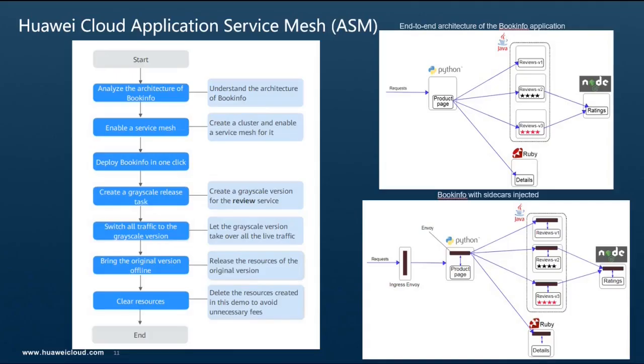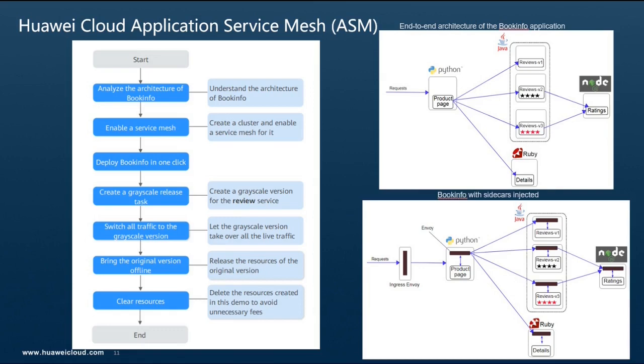Now, let's move to the second scenario to give you a real-world experience on Huawei Cloud Application Service Mesh. Application Service Mesh (ASM) is a service mesh platform developed by Huawei Cloud based on Istio. It seamlessly interconnects with Huawei Cloud Cloud Container Engine (CCE) and Enterprise Grade Kubernetes Cluster Service with better usability, reliability, and visualization. ASM provides you with out-of-box features and an enhanced user experience.